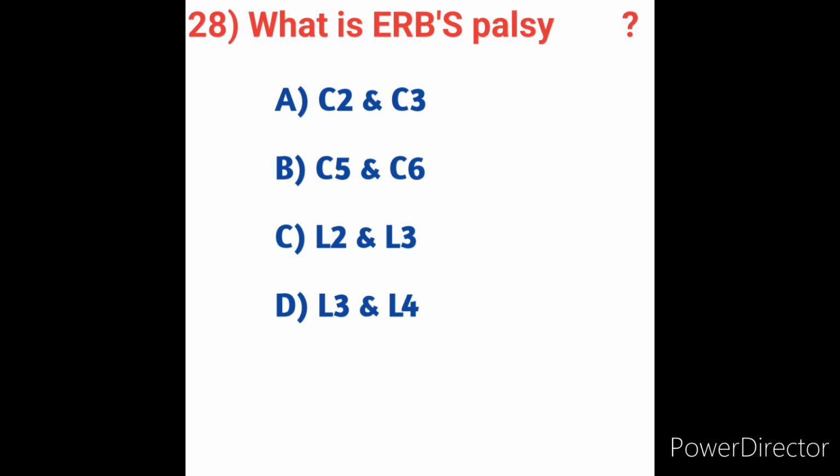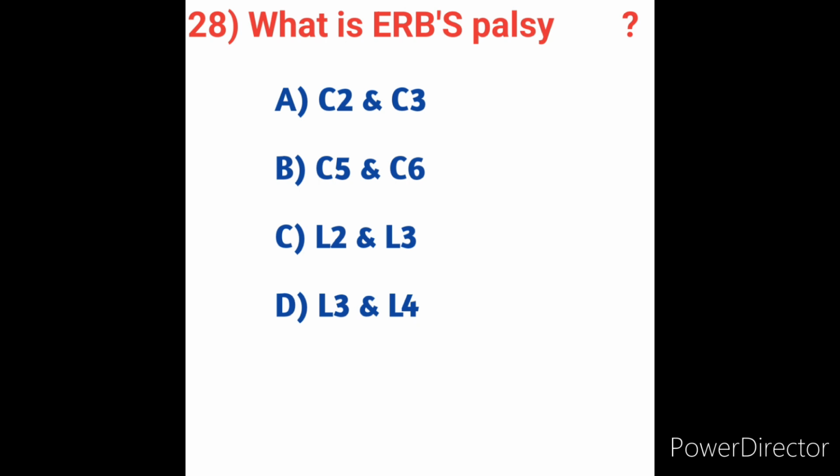In most cases full recovery occurs within the first 2 to 3 months of the child's life. Out of every 1,000 children, one baby is born with Erb's palsy. Here I didn't mention the correct answer, so just write down, friends: option B, C5 and C6, is the correct answer.